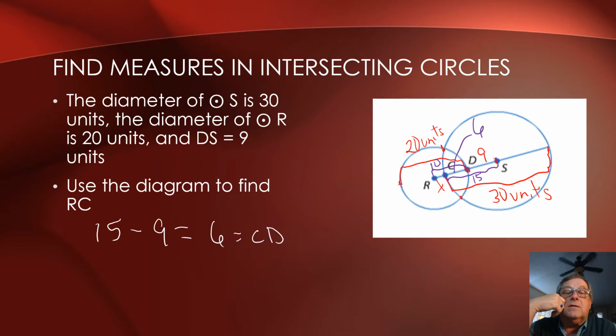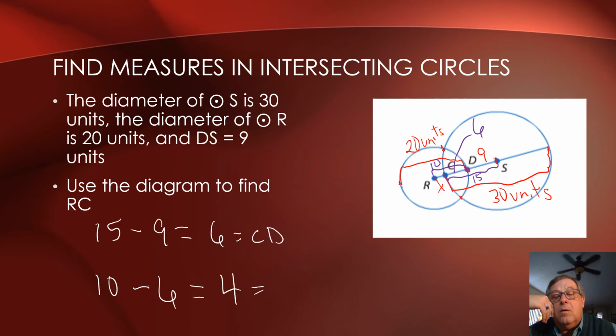All right, well, let's see then. If the radius RD, from the center of the circle to D, is 10, and then a portion of that, segment CD, is 6, that means to find RC would be 10 minus 6, or 4. RC equals 4.